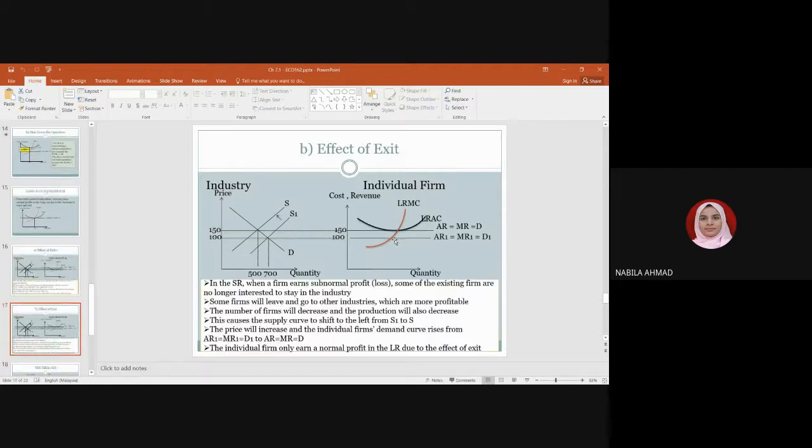Okay, so bagaimana pula dengan effect of exit? Sama jugalah. Let's say S1 adalah initial equilibrium. So the price is 100. So this is the demand curve, average revenue curve untuk perfect competition. Let's say average cost di atas. So average revenue 100, average cost 150, the firm is making losses.